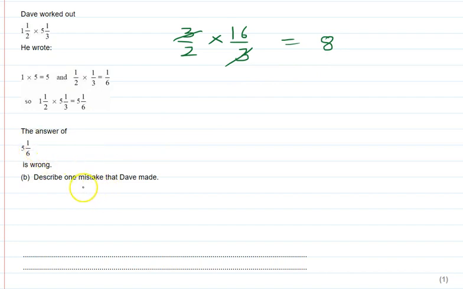Describe the mistake that Dave has made. So which mistake has he made? If you see, he has multiplied 1 times 5 is 5 and 1 over 2 times 1 over 3.